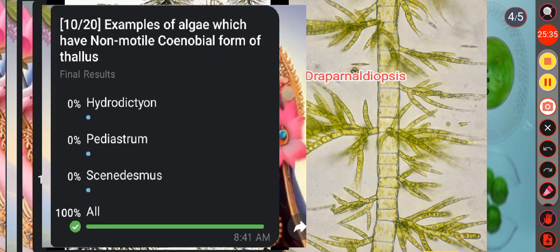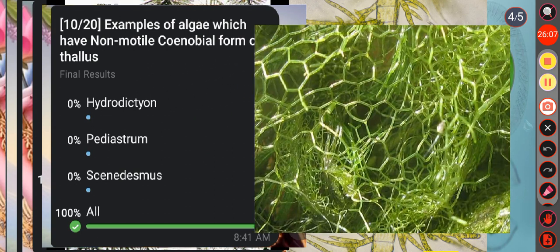Then next question: examples of algae which have a non-motile coenobial form of thallus. Option A, Hydrodictyon; option B, Pediastrum; option C, Scenedesmus; option D, all. Here the correct answer is option D, that is all. It means in Hydrodictyon, Pediastrum and Scenedesmus the type of thallus organization is the non-motile coenobial form. It is the picture of Hydrodictyon. It is a freshwater green alga which is commonly called water net.